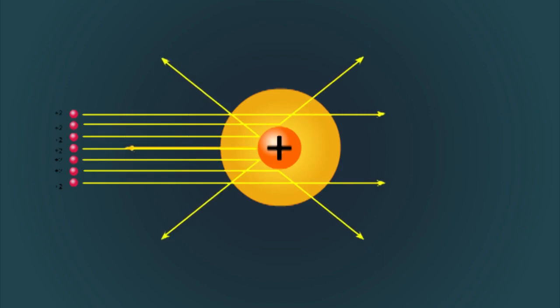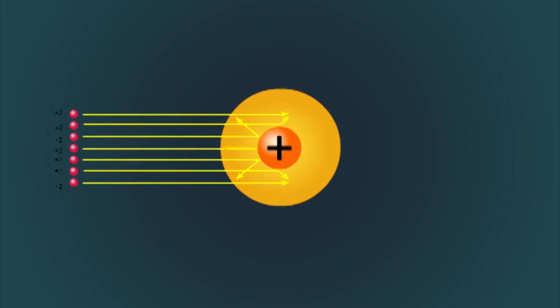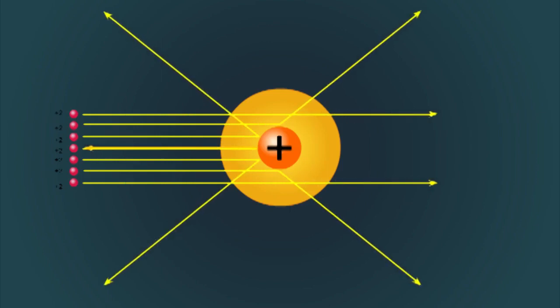In the words of Rutherford, this result was almost incredible, as if you fire a 15-inch shell at a piece of tissue paper and it comes back to you. Rutherford called this concentrated positively charged mass within the atom the nucleus and the particles present within the nucleus nucleons. When alpha particles approach this concentrated positive mass at right angles, they get deflected almost through 180 degrees. However, if they pass very, very close to the concentrated positive mass, they get deflected through large angles.